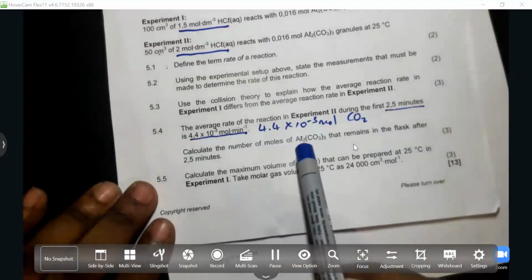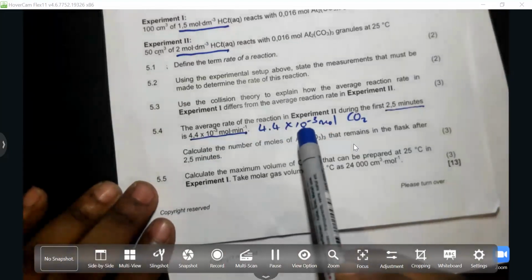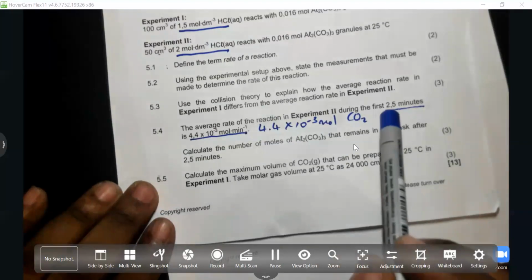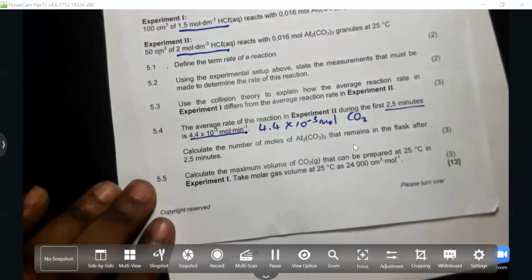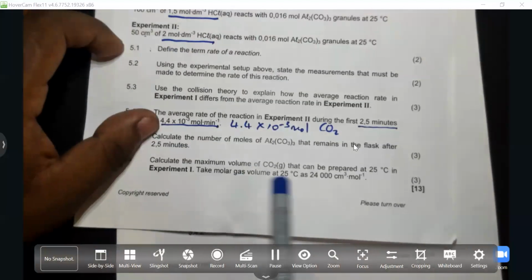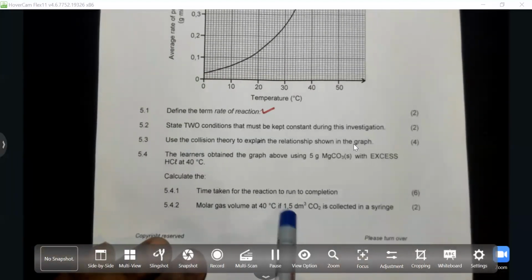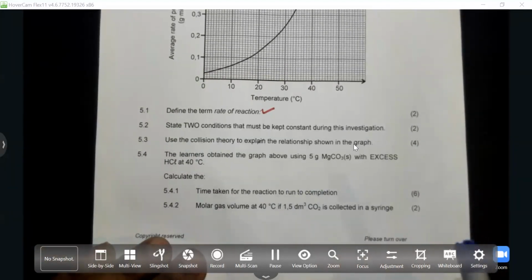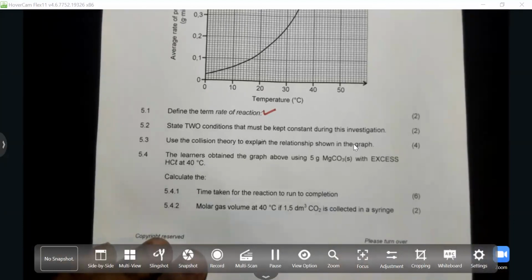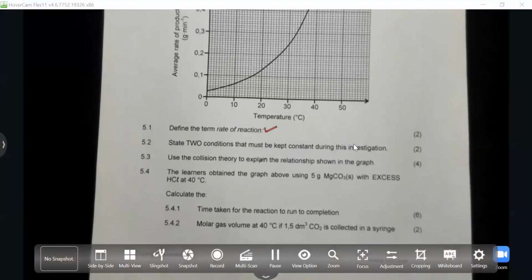In June 2021, they didn't give us the mass or whatever. They gave us the time and we were asked to calculate. So you see, vice versa. But learn both methods, all right? And of course, calculating molar gas volume. In this case, they gave us the molar gas volume and asked us to calculate the volume. Here, they gave us the volume and asked us to calculate the molar gas volume. So learn both ways because either can come up.